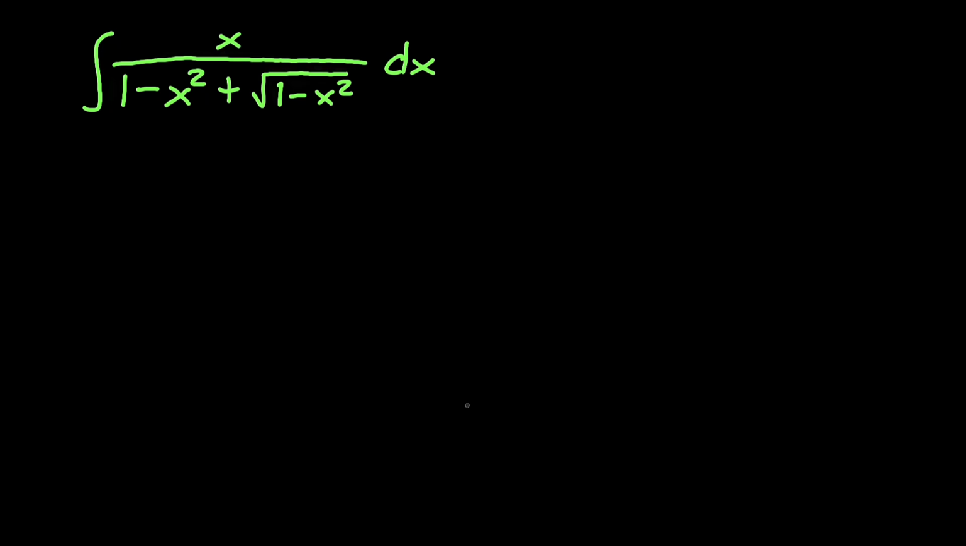The integral of x over 1 minus x squared plus the square root of 1 minus x squared dx. And now, let us substitute the more complicated expression, which is the square root of 1 minus x squared. So, let u here be the square root of 1 minus x squared.